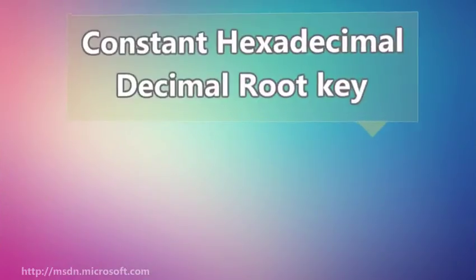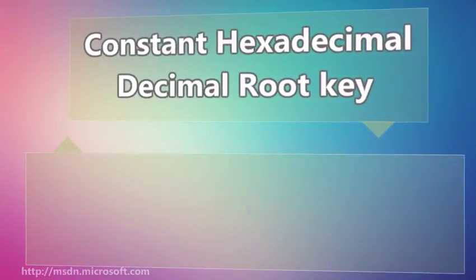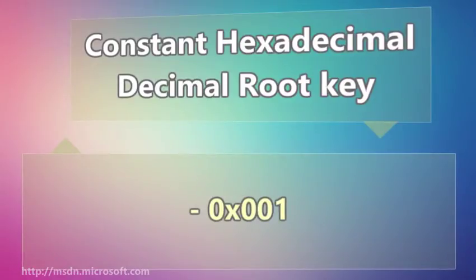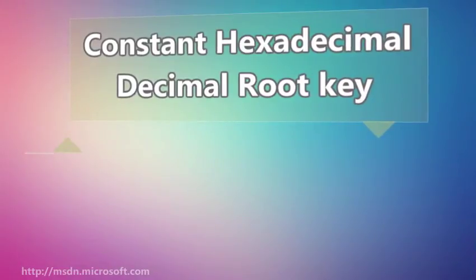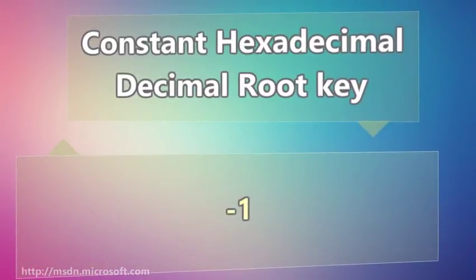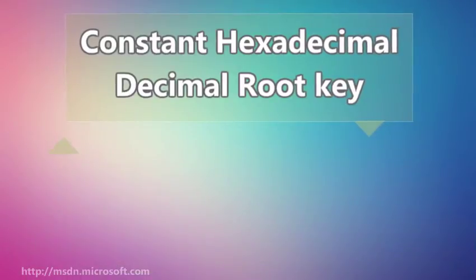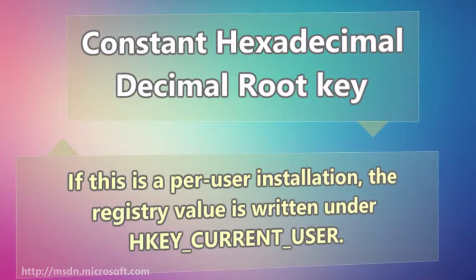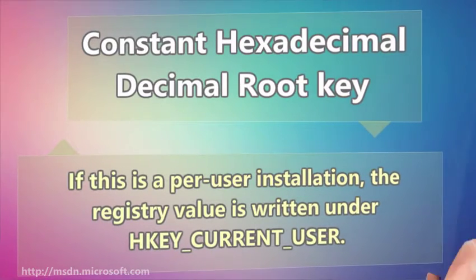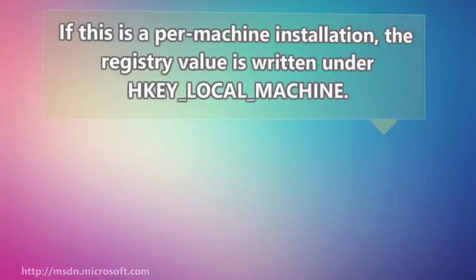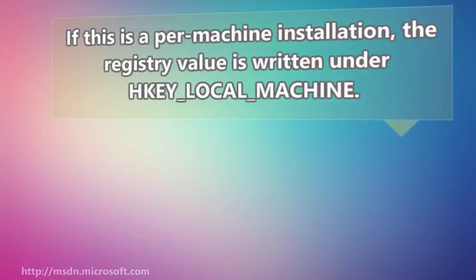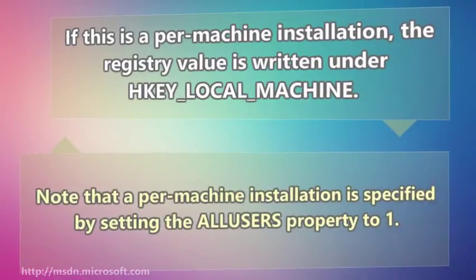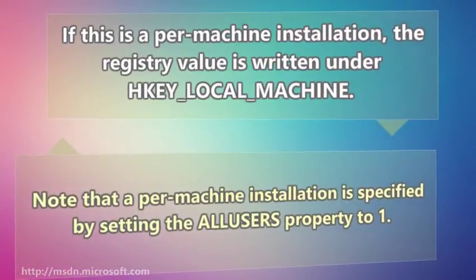Constant, hexadecimal, decimal, root key: -0x001, -1. If this is a per user installation, the registry value is written under HKEY_CURRENT_USER. If this is a per machine installation, the registry value is written under HKEY_LOCAL_MACHINE. Note that a per machine installation is specified by setting the ALLUSERS property to 1.